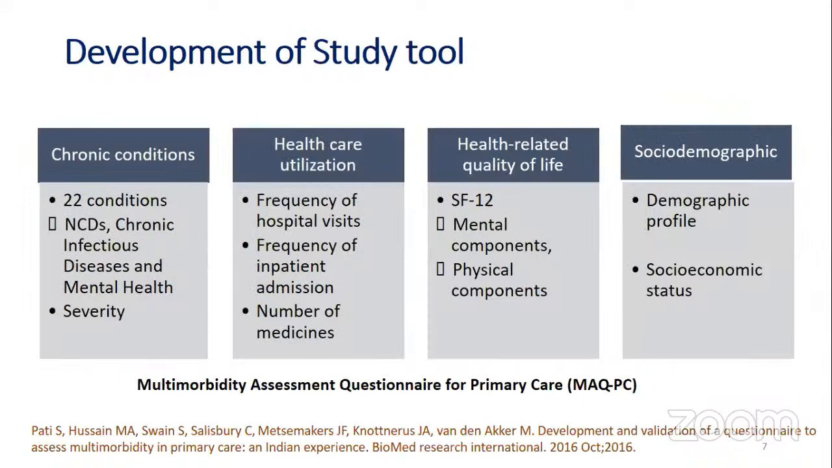Then again, a study published in 2016 shows how a tool was developed in India. This tool is known as the Multimorbidity Assessment Questionnaire for Primary Care, and it was developed by Sangamitra Pati et al. This tool comprises 22 chronic conditions, which were selected based on an iterative process, and it also measures the severity of these conditions. Then healthcare utilization, health related quality of life, and obviously socio-demographic characteristics are also there.